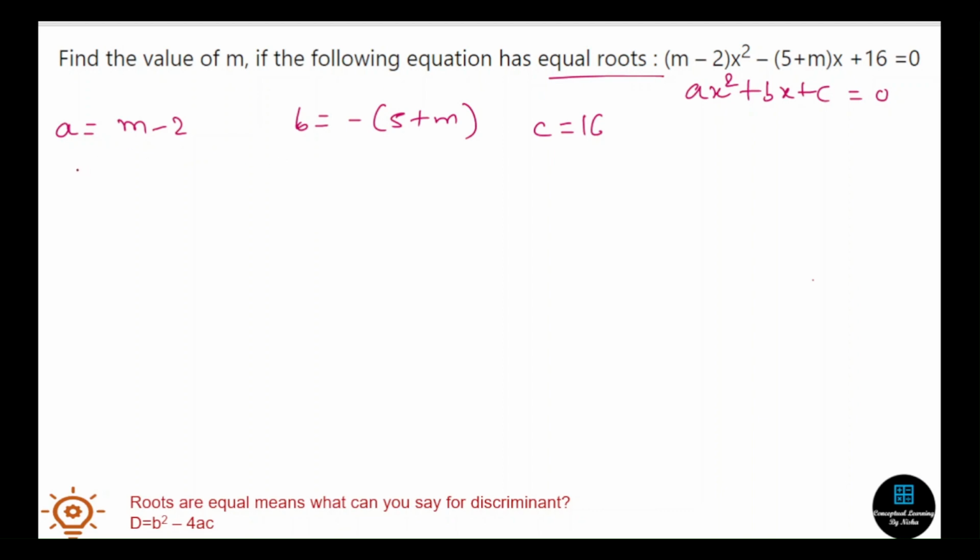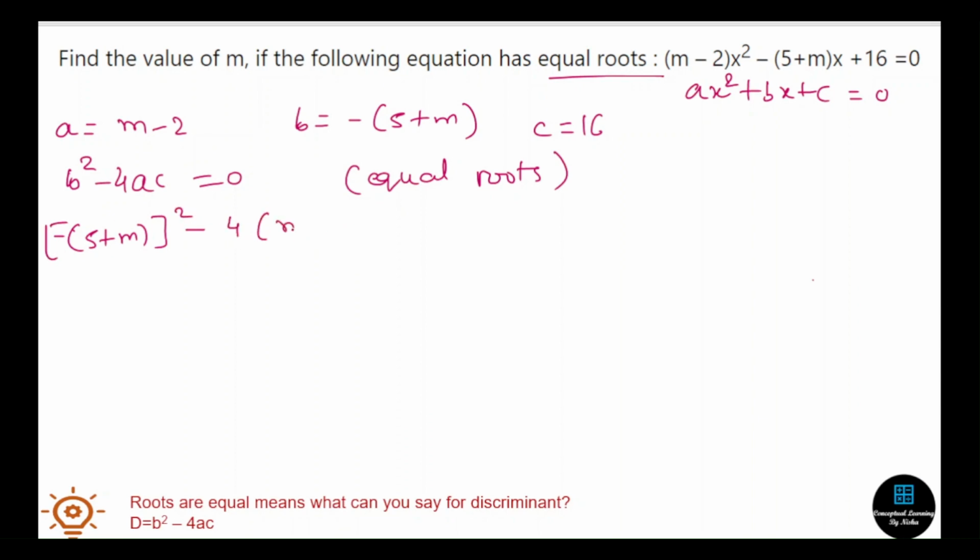Alright. Now b square minus 4ac equals 0. Why? Because equal roots. So I'll substitute the values. Now minus of 5 plus m whole square, minus 4a, which is m minus 2, c is 16, equals 0. Remember, we'll do everything step by step. Substitute everything and do it step by step. So it is super easy to solve.